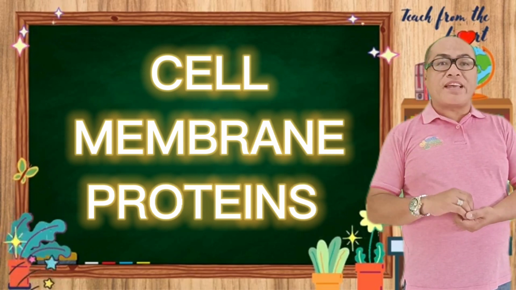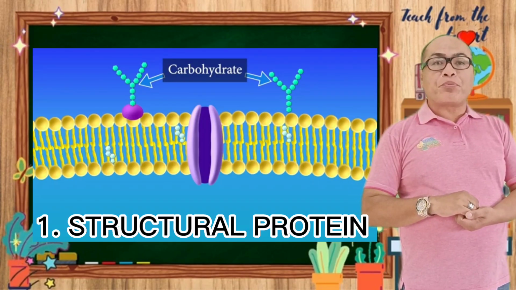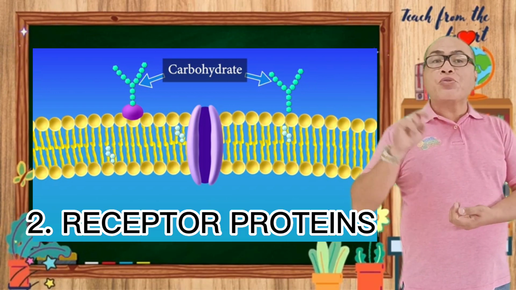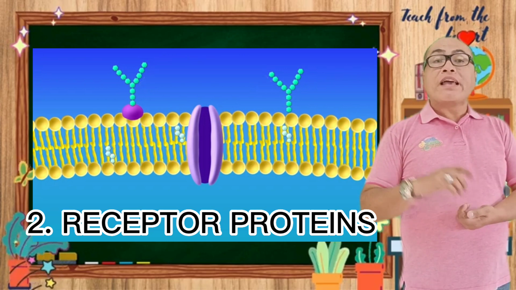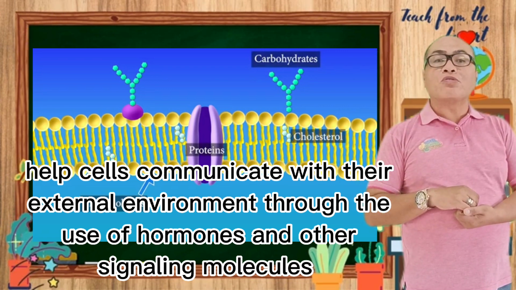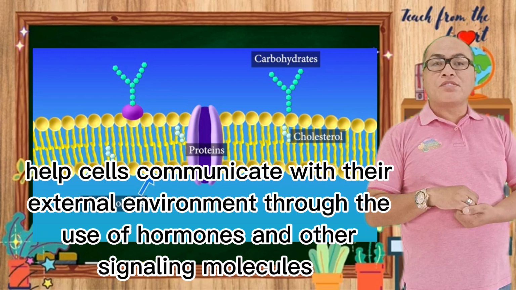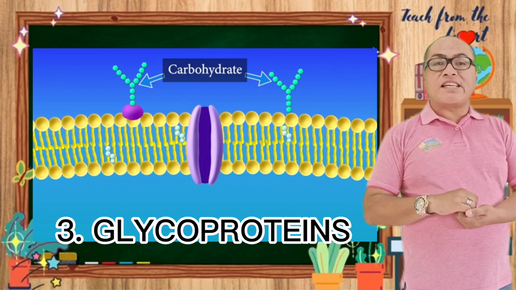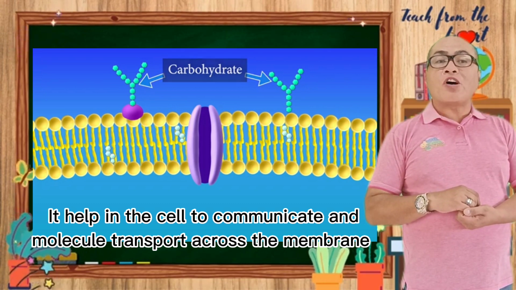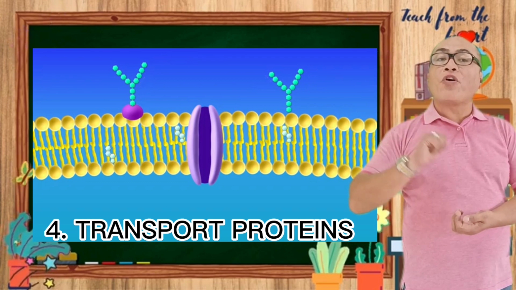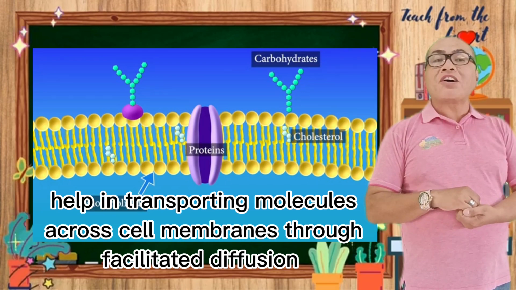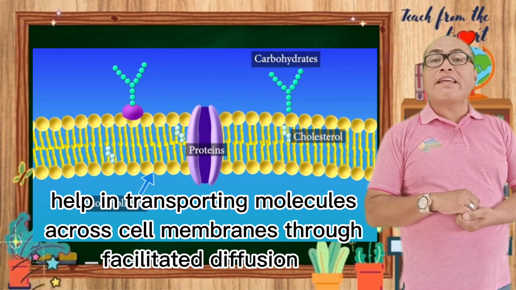The cell membrane proteins. Number 1 is structural protein. It helps to give the cell support and shape. Number 2 is receptor proteins. It helps the cells communicate with their external environment through the use of hormones and other signaling molecules. Number 3 is glycoproteins. It helps the cell to communicate and in molecule transport across the membrane. And number 4 is the transport proteins. It helps in transporting molecules across cell membranes through facilitated diffusion.